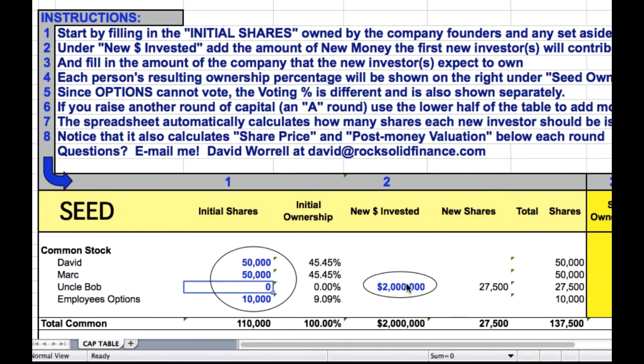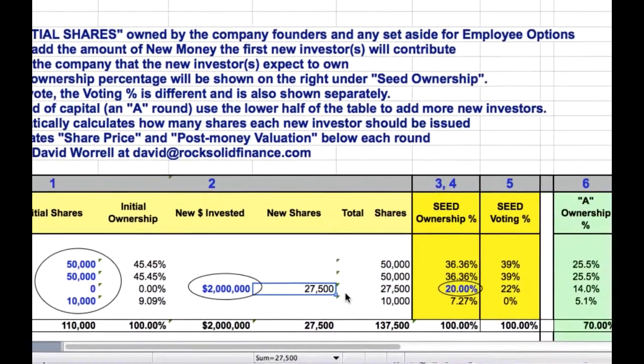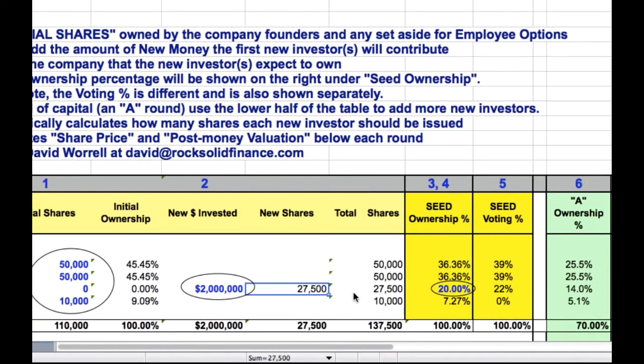But Uncle Bob puts in his $2 million, and presto, the investment ownership calculator says that's 27,500 shares that we've got to contribute to Uncle Bob. Well, that's great, but what's that mean about Bob's ownership of the company? That's in column I, and it's not something that we can calculate. It's actually something you have to negotiate with Uncle Bob. So if your negotiation with Bob says, you give me $2 million, I'll give you 20% of the company, now you know that's 27,500 shares.